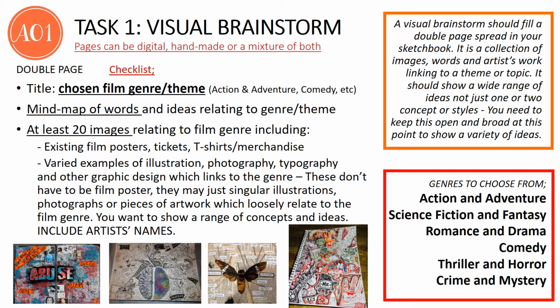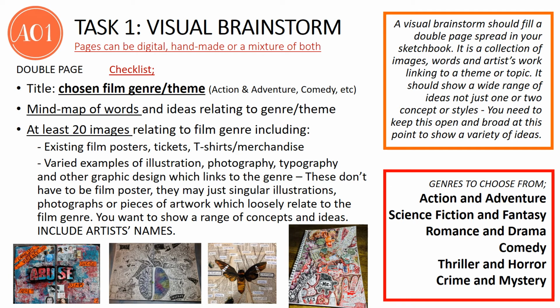So, once you've chosen your genre, your first task is to create a visual brainstorm. A visual brainstorm should fill a double page within your sketchbook. As I said at the start, it might be just a PowerPoint or a Word document to begin with. A visual brainstorm is a collection of images, words, and artist work that link to a particular theme or topic. In this case, it's your film genre.